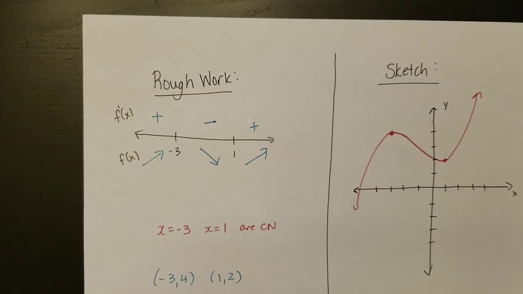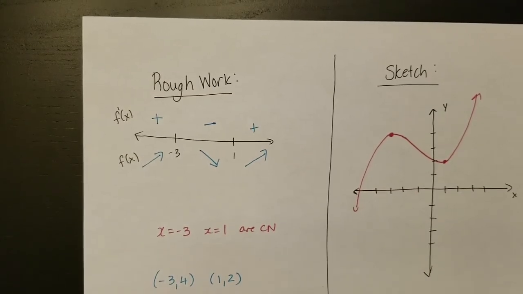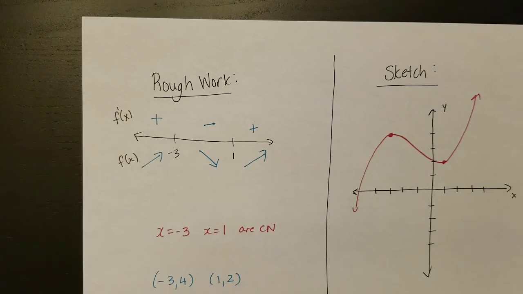And that's it. So you should be able to put together information about values of the derivative and values of the function, and be able to get a reasonable picture of what your graph will look like based on that information.